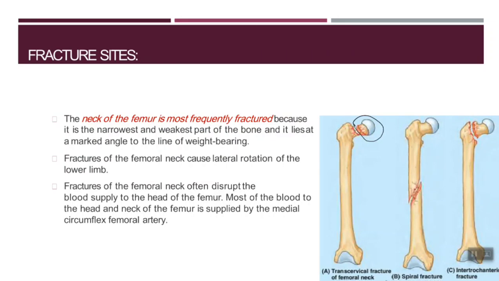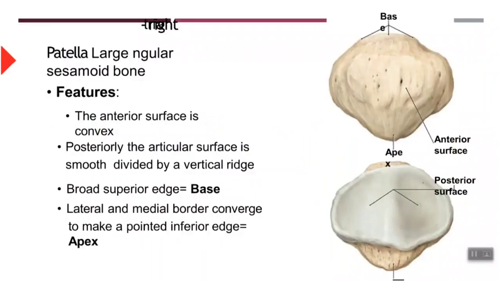The fracture of the body or the shaft of the femur is a rare condition because, as I told you, the femur is the strongest bone in our body, and usually takes place in severe accidents. Another thing is that a fracture of the femoral neck often disrupts the blood supply to the head of the femur. Most of the blood to the head and neck of the femur is supplied by the medial circumflex femoral artery. I will tell you in the next lecture.